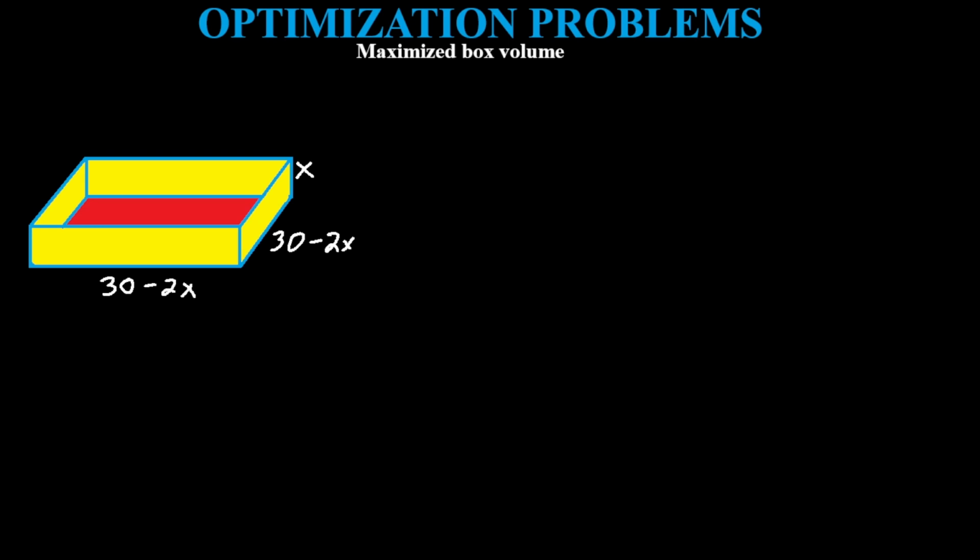Now, since we're going to be maximizing box volume, our primary equation is going to be volume, which is a function of x, and the volume is length times width times height, or base times height times depth. In any event, it is x times (30 minus 2x) times (30 minus 2x).